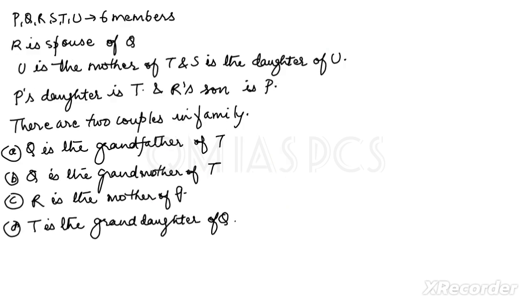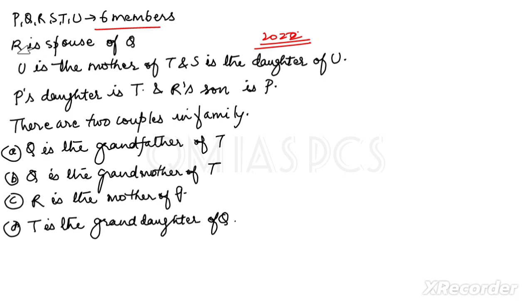Okay, this question is from UPSC 2022. The question they are asking: P, Q, R, S, T, U, there are six persons, six members from the same family, and whatever is given I have just written in statement form. R is the spouse of Q. U is the mother of T and S is the daughter of U. Fine, and then P's daughter is T and R's son is P. Whatever is given, I have just written that. And there are two couples in the family, and we have to find which one is correct.